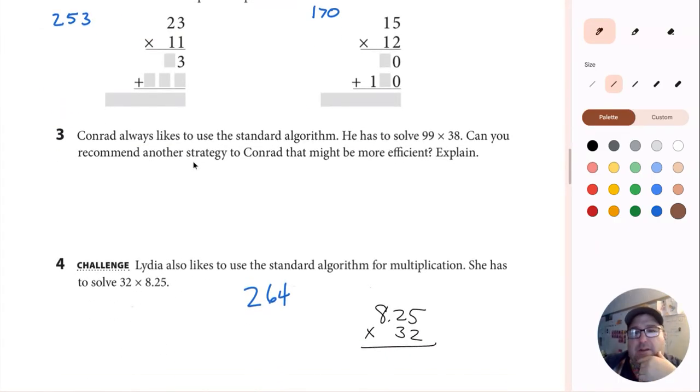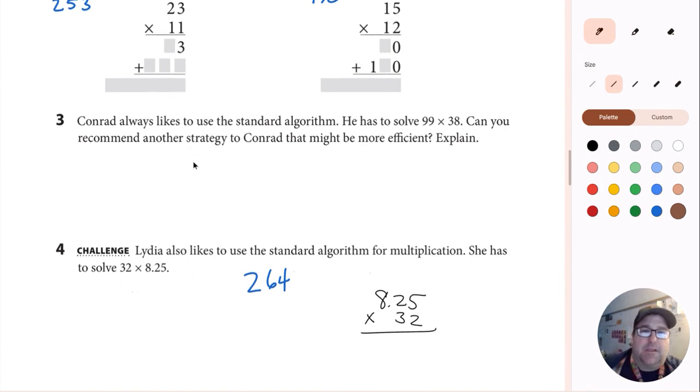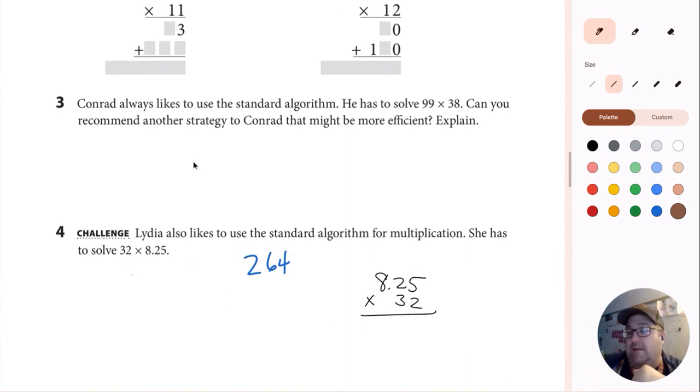Number 3, Conrad likes to use the standard algorithm. He has to solve 99 times 38. Can we recommend another strategy? Again, in class, we talked about, hey, you know what? If you're multiplying by 99, that's really close to 100. So instead of doing 99 groups of 38, we could do 100 groups of 38.